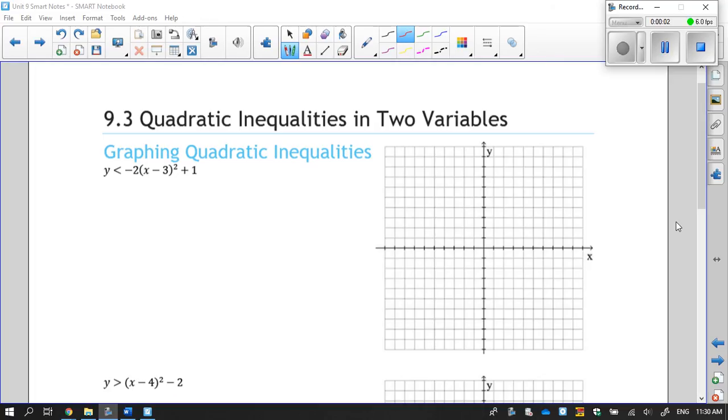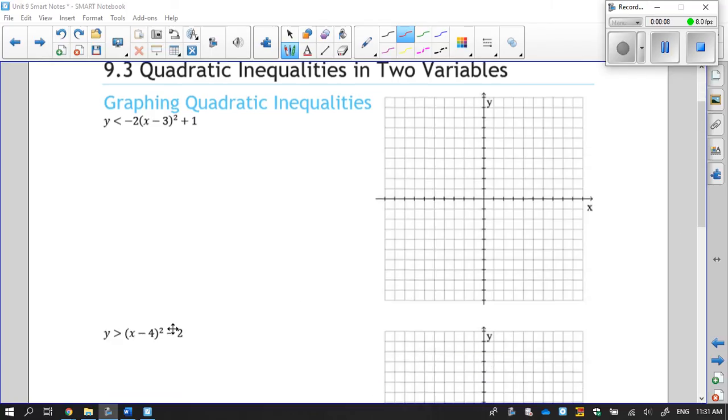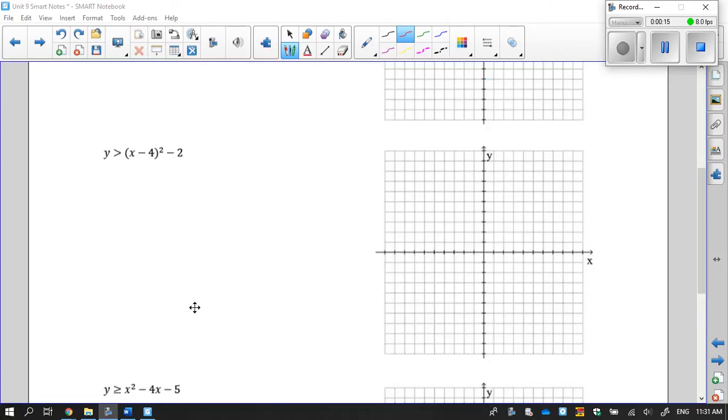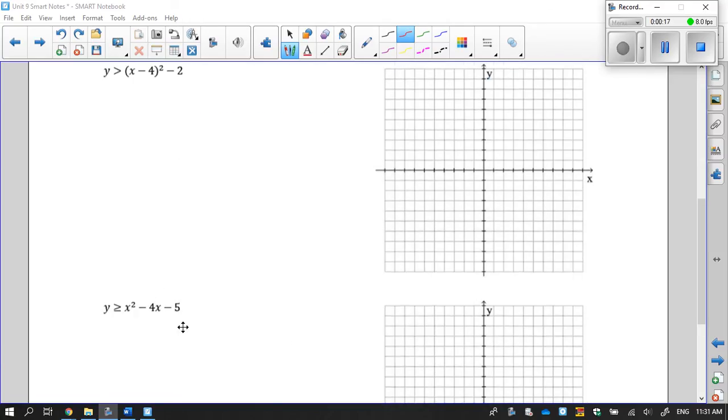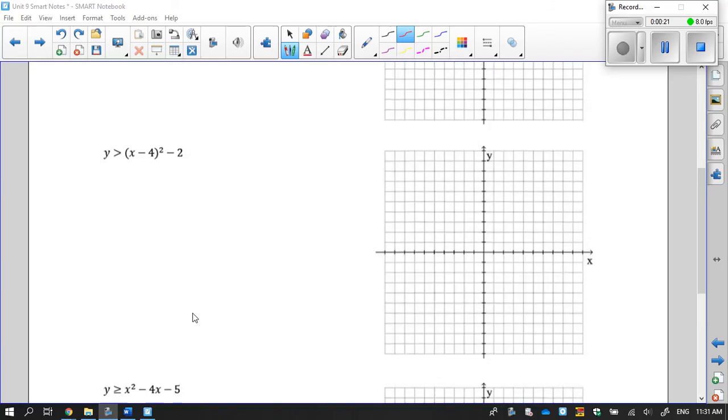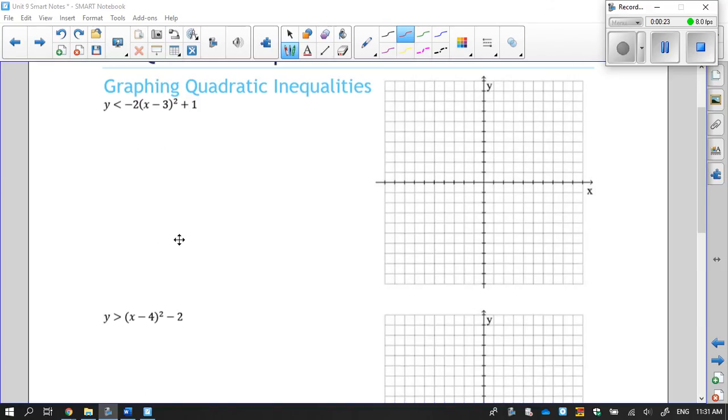So this is 9.3, quadratic inequalities in two variables. I'm only going to do the first two because these are of the vertex form, and the word problem. Because if you watch 9.2, you will understand how to do these guys. These ones are no different than the ones we did yesterday, except instead of 0, we have a y there. So I'll do these two because they look different, and the word problem.